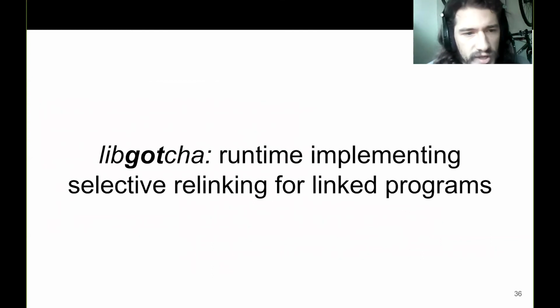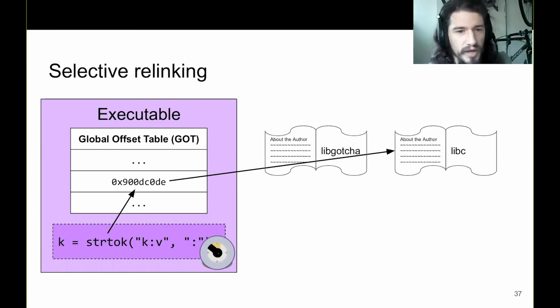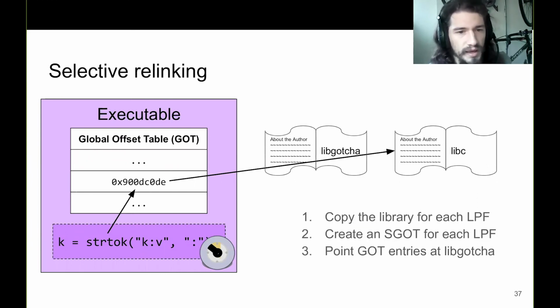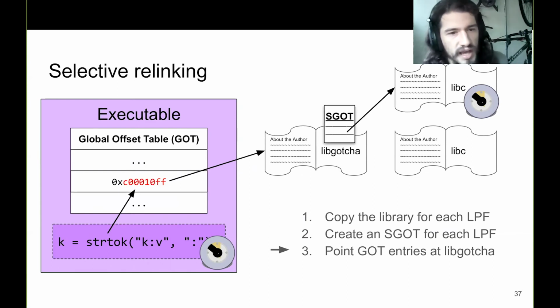Well, we've implemented a runtime called libgotcha that performs a process we call selective linking when it's loaded. So if this program calls strtok from within a timed function, then it must depend on libgotcha. And when libgotcha is loaded, it makes a copy of the library for each lightweight preemptible function, creates a shadow GOT corresponding to that copy, and then points the GOT entry at itself. Then whenever a call goes through that GOT entry, a little assembly stub in libgotcha runs and decides which shadow GOT to serve it from. I'm glossing over some details here, but you can see the paper for more.